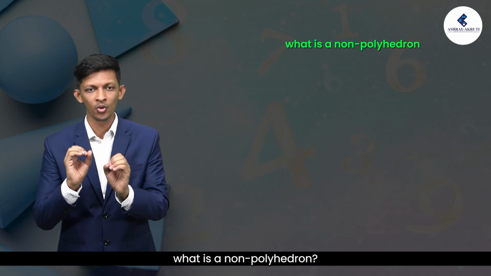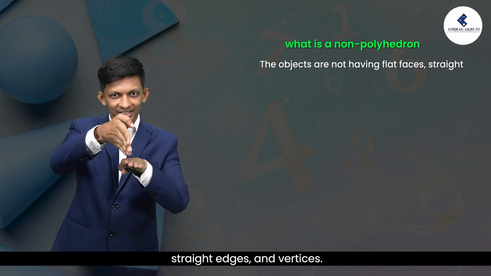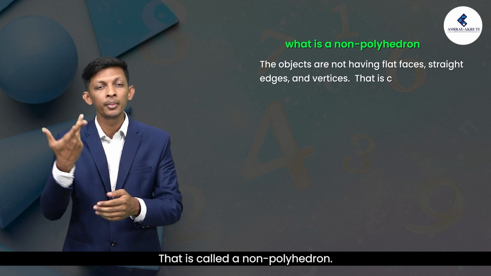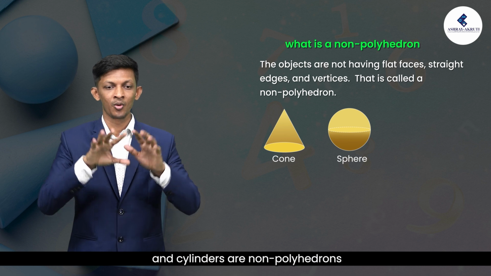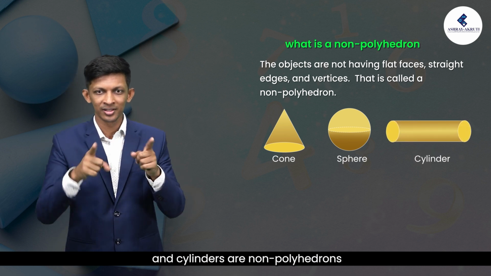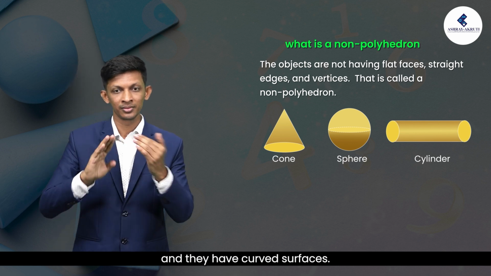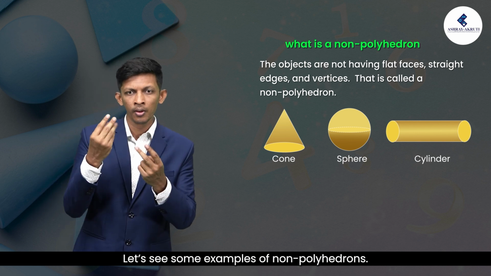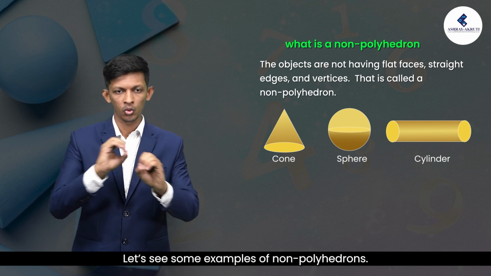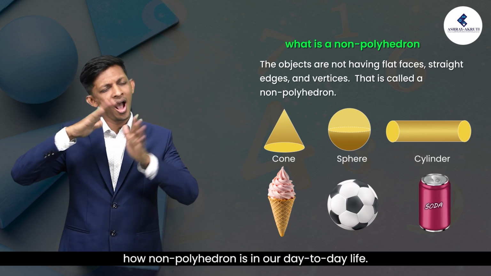Now, let us see what is a non-polyhedron. The objects are not having flat faces, straight edges and vertices. That is called a non-polyhedron. Cones, spheres and cylinders are non-polyhedrons because their sides are not polygons and they have curved surfaces. Let's see some examples of non-polyhedrons. Now, let us see how non-polyhedron is in our day-to-day life.